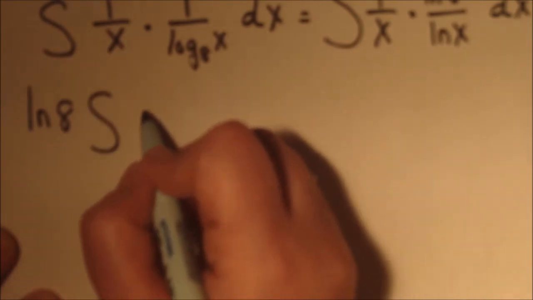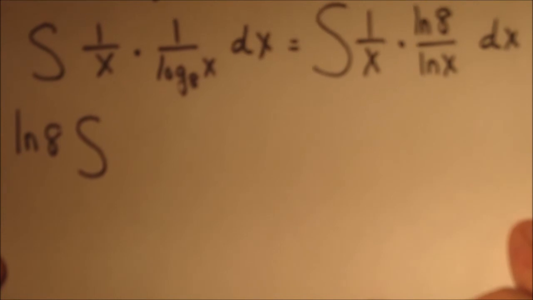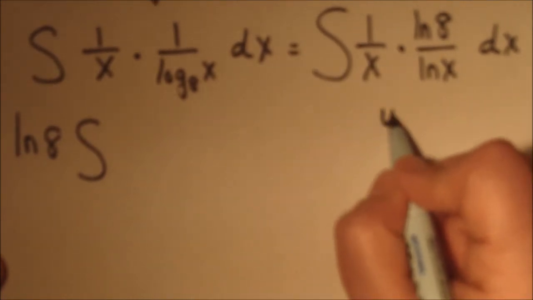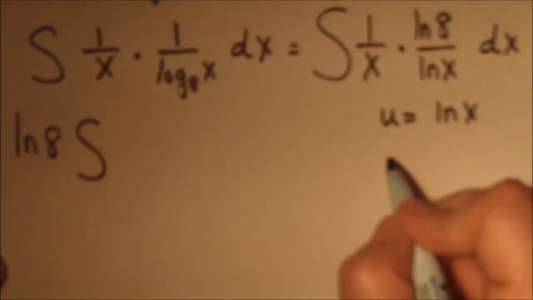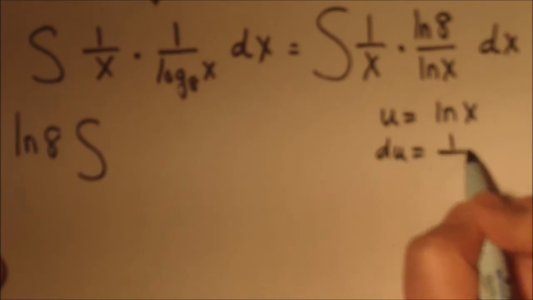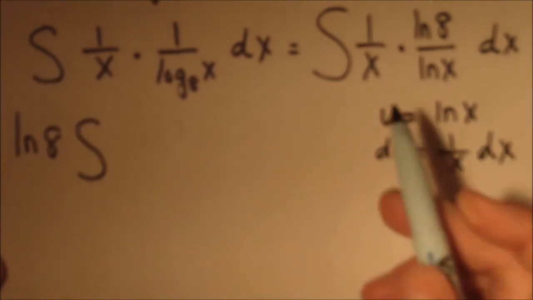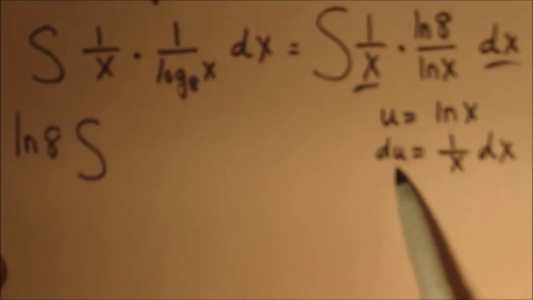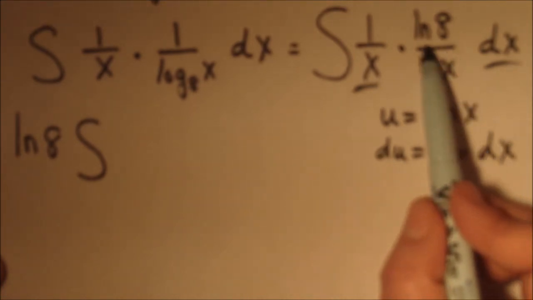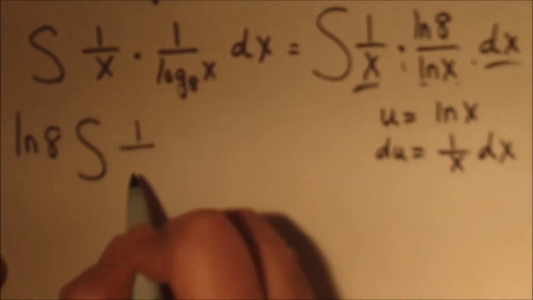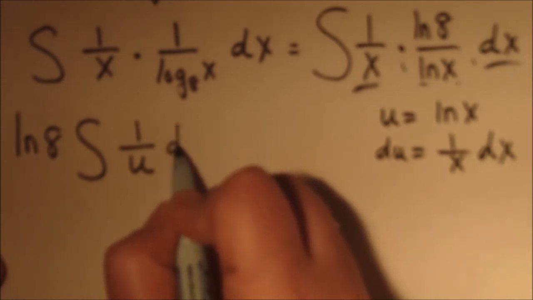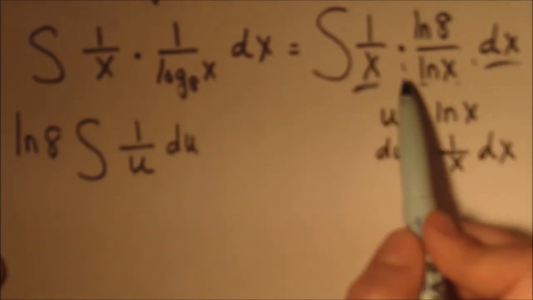Then I'm going to use u substitution. I'm going to let u equal natural log x. The reason that will work is that I see the derivative of natural log x as part of my integrand. I'll be able to replace that with du, and I'll be able to replace natural log x with u. So the natural log of 8 went out in front, and I have 1 over u du by the time I substitute for everything.